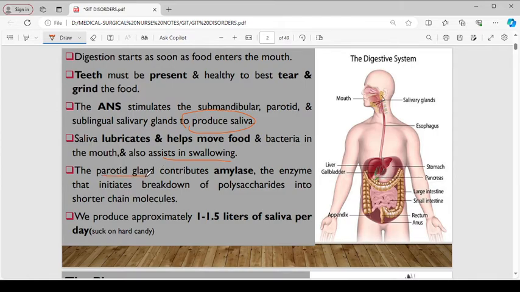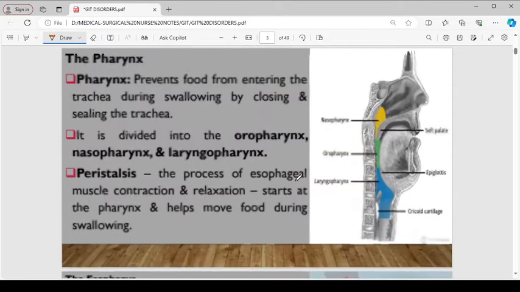The parotid gland also contributes to digestion by releasing an enzyme by the name salivary amylase. This enzyme normally initiates the breakdown of polysaccharides into shorter chains. All right. Lastly, we normally produce around 1 to 1.5 liters of saliva per day. If a patient is presenting with dry mouth and they are not able to produce the same, then in clinical practice we can encourage them to suck on a hard candy, and this will help stimulate salivation.